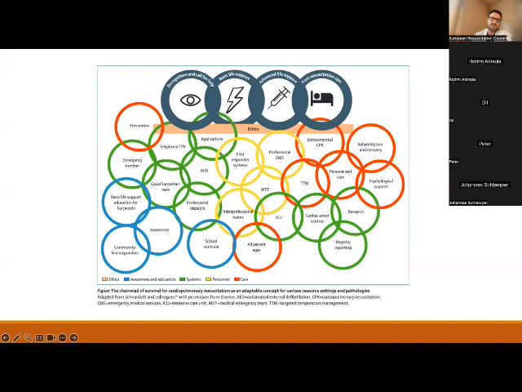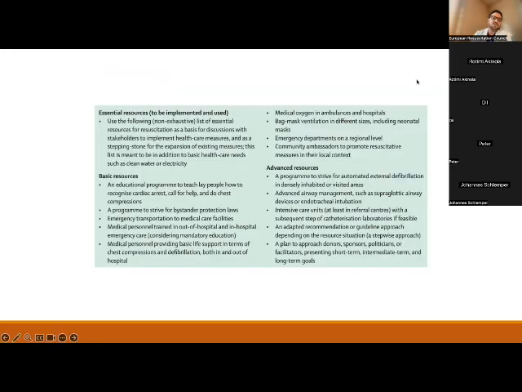You can read this in detail when you read the statement. This is just an example. We won't go into detail here, but this is just an example of what we proposed. For example, essential resources to be implemented. Well, basic resources that you should have, advanced resources that you should have when you think about resuscitation.